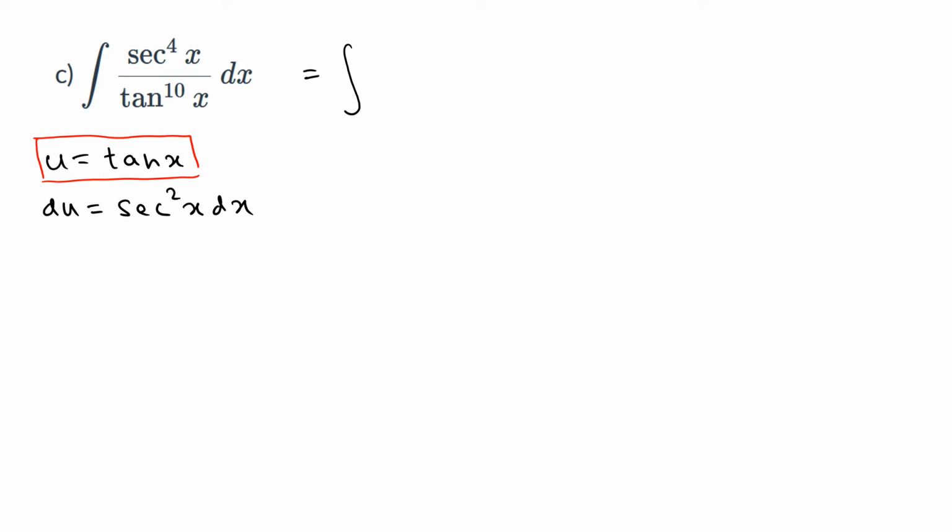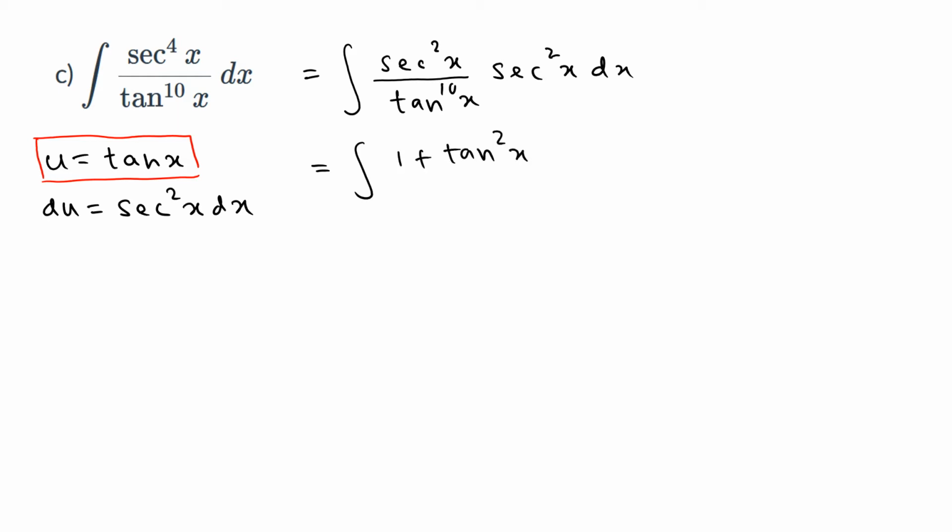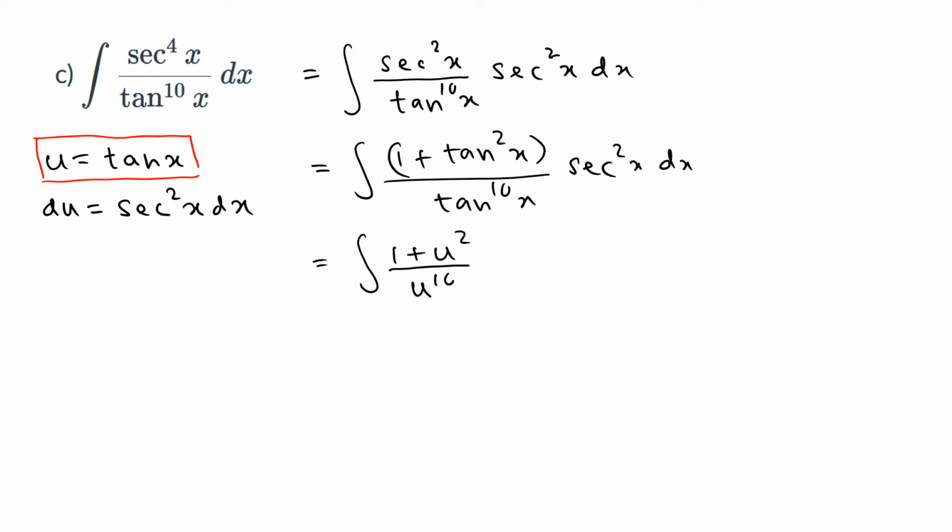So that means we're going to prepare this. So what we can do, we can write this one as secant squared x and then tan x, and then we can isolate secant squared x for the derivative. So we are not going to touch that. And then we can write everything else in terms of tan. So secant squared, one of the identities, is 1 plus tan squared x, over tan^10 x, and this is the derivative term dx. Let's substitute. So it is very simple. So once you substitute, we know that this is 1 plus u squared over u to the 10, this is du. Okay, you can see this is simply du.